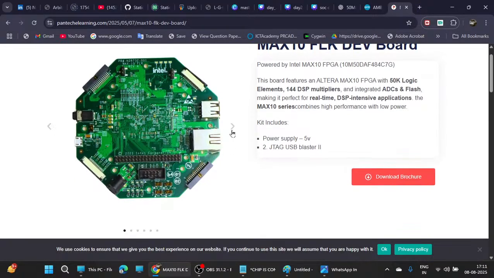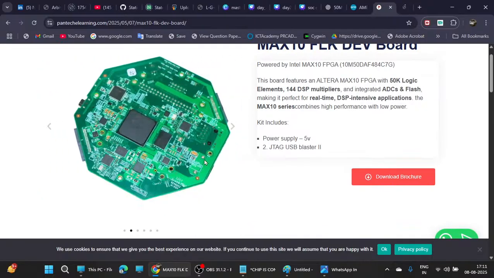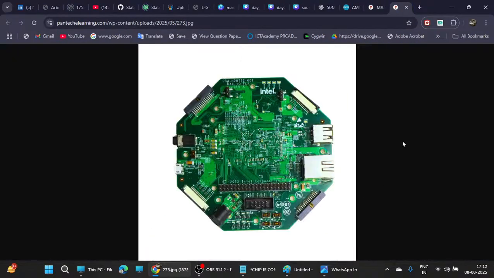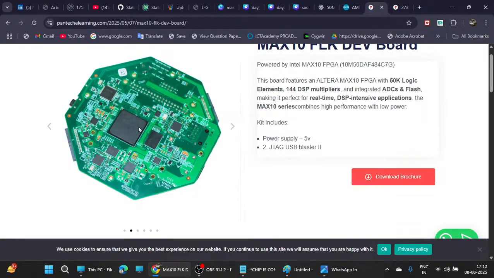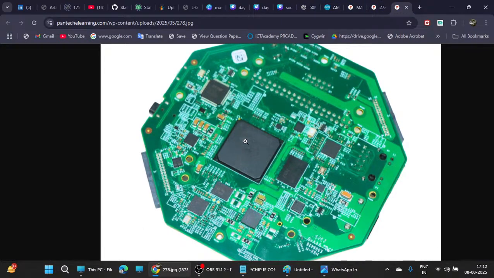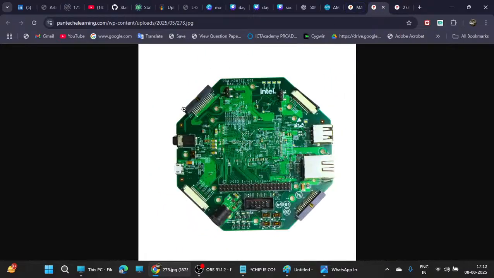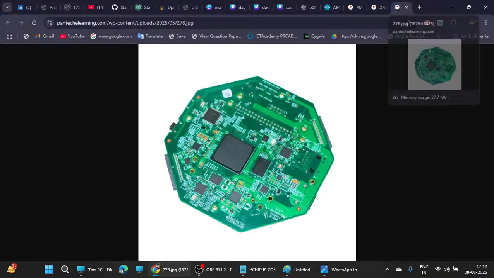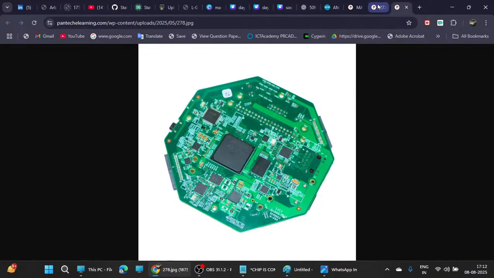So you can see here, this is our board made by us, Pantech. This is the FPGA chip. The chip name is Max 10. You can see it has a lot of peripherals like Ethernet, USB, and audio codec, and USB 2.0. This interface is called the MIPI interface. MIPI interface is nothing but a camera interface and display interface. These devices are made by Pantech.